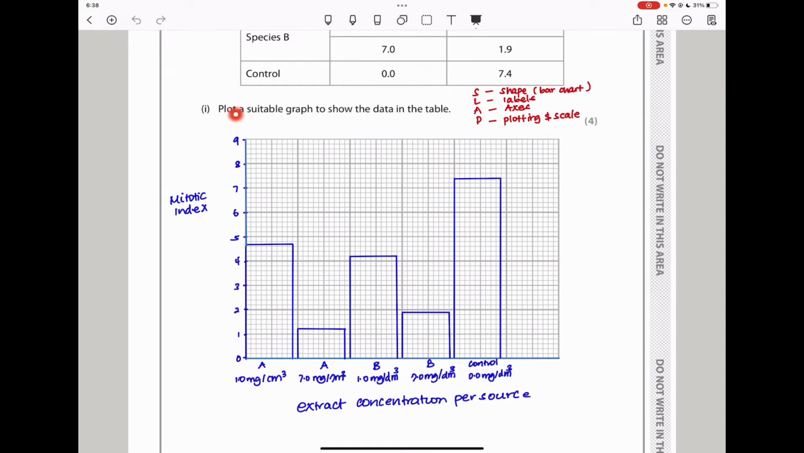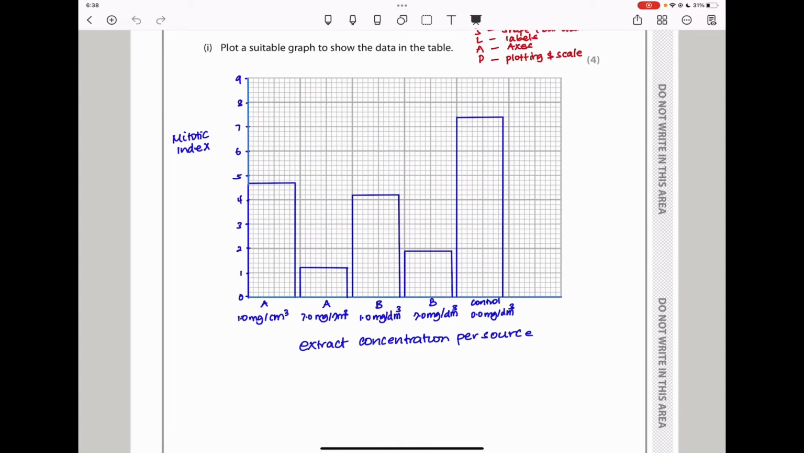We can see the plot was a suitable graph to show the data in the table. I drew the vertical axis as the mitotic index, and the horizontal axis as the extract concentration per source. Remember, we had source A as well as source B with their respective concentrations, and the bar graphs are representative of that. When you draw a bar graph, you have to leave some space in between so that they do not look connected or touching together.